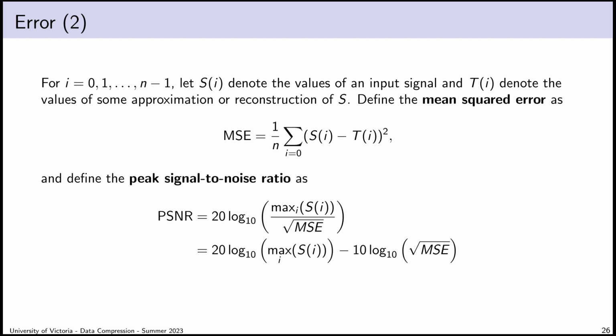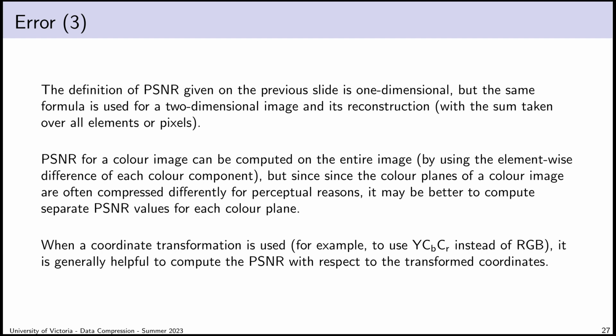So I take my mean squared error, and then the PSNR is equal to this quantity here: 20 times log base 10 of the maximum value of S divided by the square root of the mean squared error. That is a quantity that doesn't actually have any units. It's a one-dimensional quantity, which is fine. It turns out that if we want to use it for a two-dimensional image, it's pretty easy.